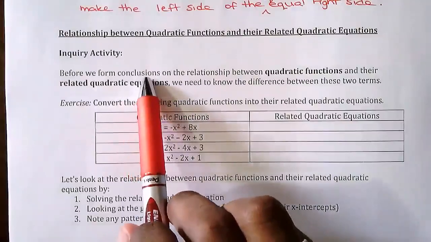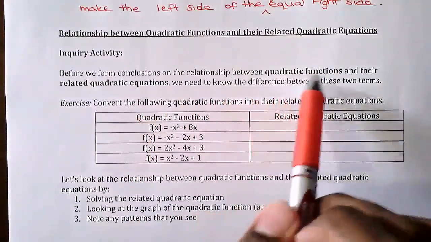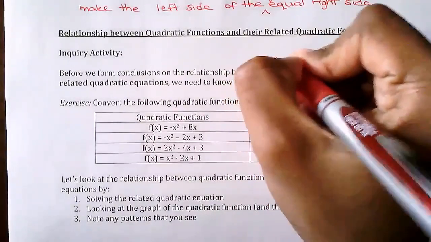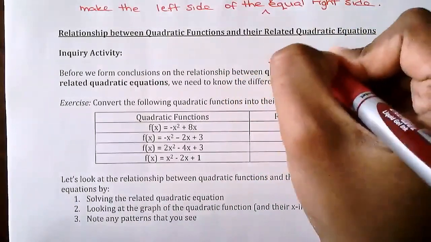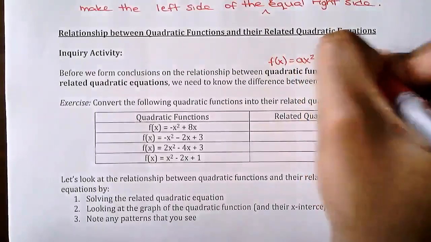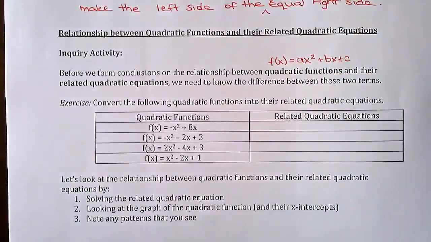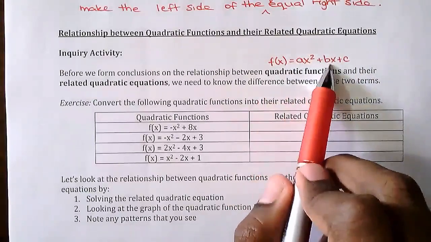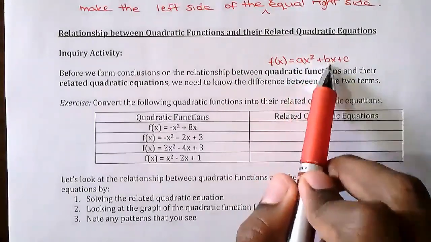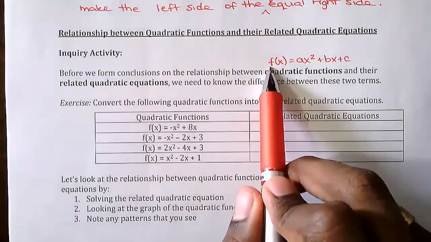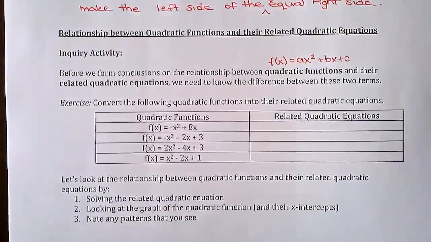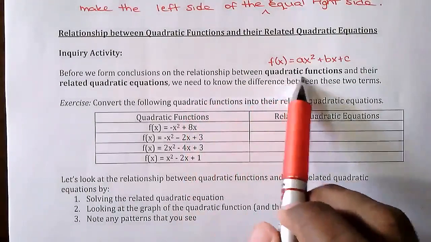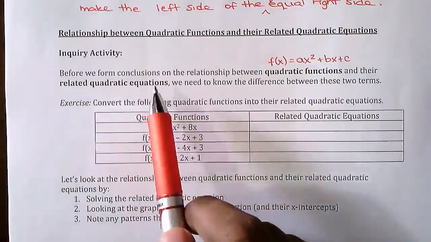So before we form conclusions on the relationship between quadratic functions, remember a quadratic function will be in the form f(x) is equal to ax squared plus bx plus c if it's in standard form, or we can convert this to vertex and factored form as well. So all of them work as long as there's the x variables on one side and there's the f of x or the y variable on the other side. It's the function.